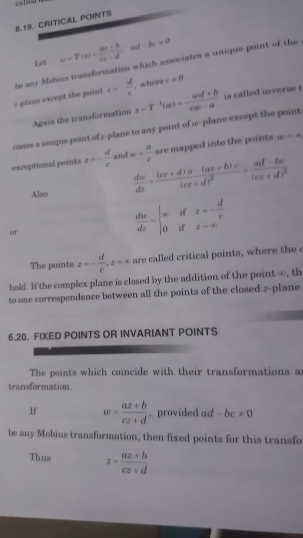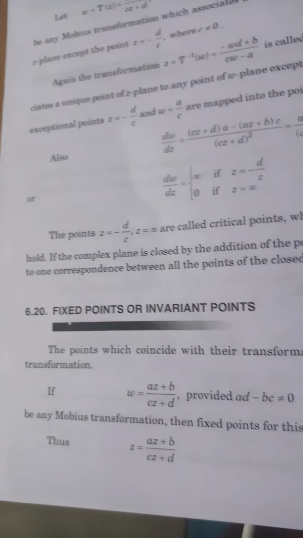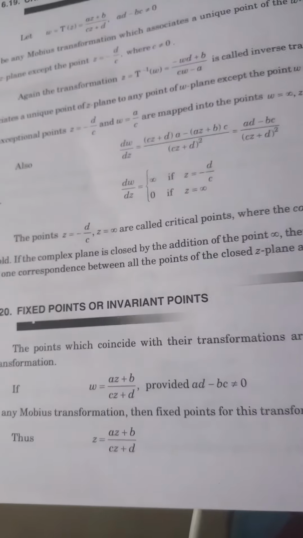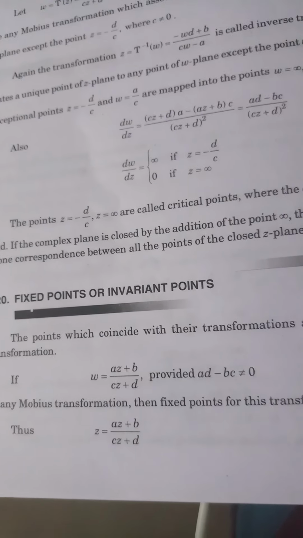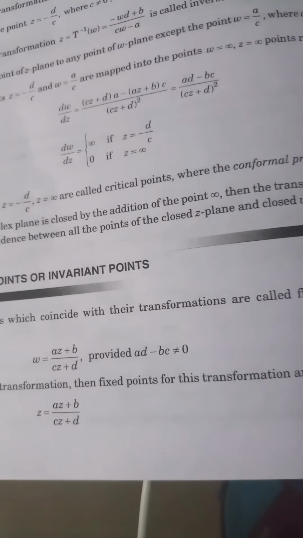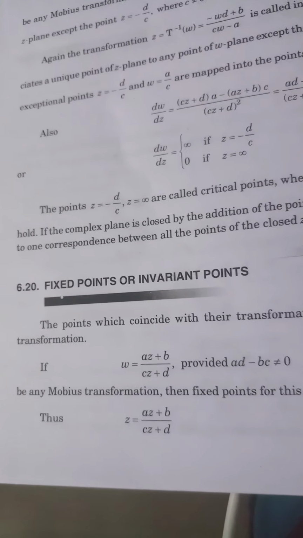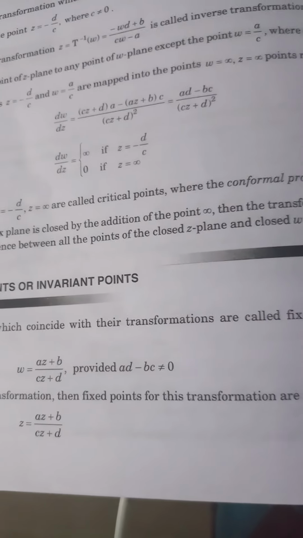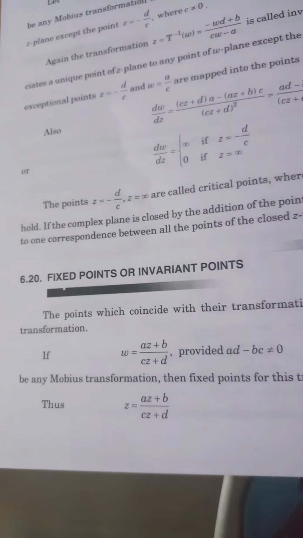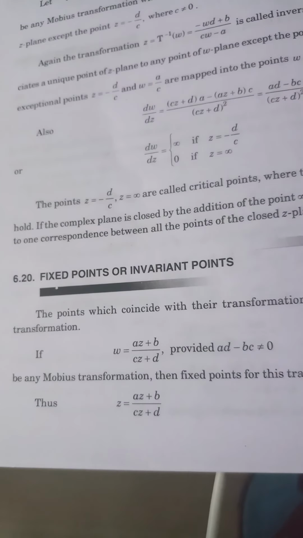Next is fixed points or invariant points. The points which coincide with their transformations are called fixed points of the transformation. For example, if W equal to AZ plus B by CZ plus D, provided AD minus BC is not equal to 0, be any Mobius transformation, then the fixed points for this transformation are given by W equal to Z, thus Z equal to AZ plus B by CZ plus D.